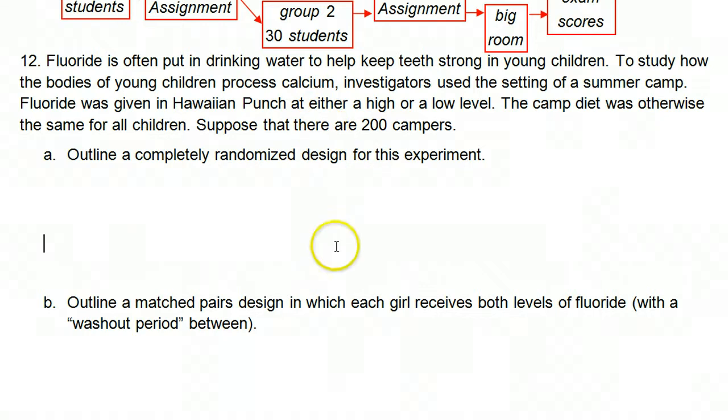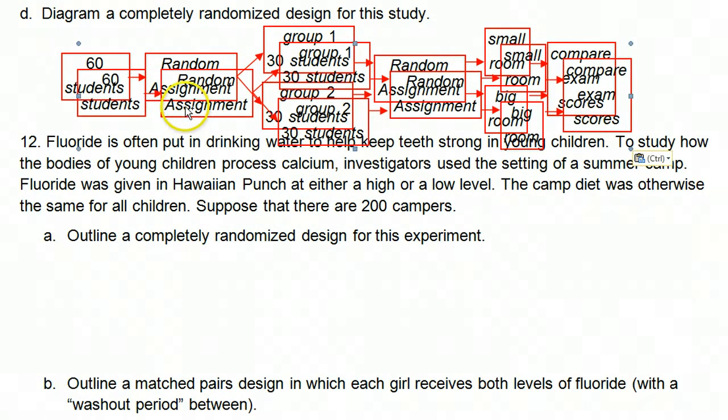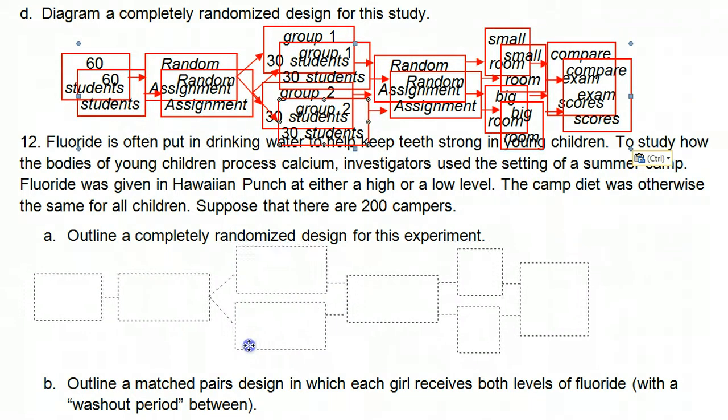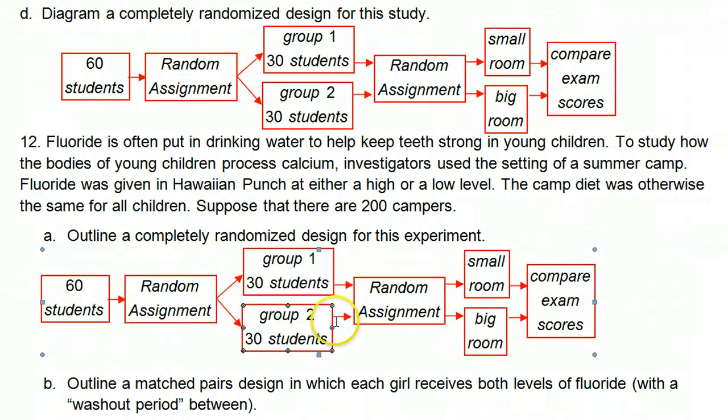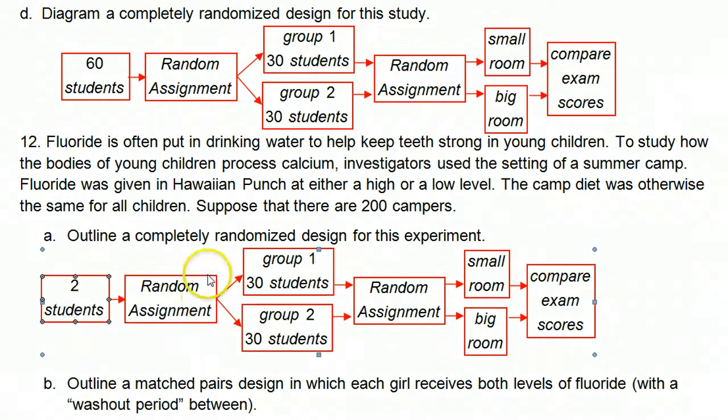Completely randomized design. I'm just going to cut and paste this to build my completely randomized design. I'm just going to change the numbers. Instead of 60, it's 200. I guess instead of students, I should say campers. All right, so 200. I'm going to do this off camera. You don't need to watch me sit here and do this.